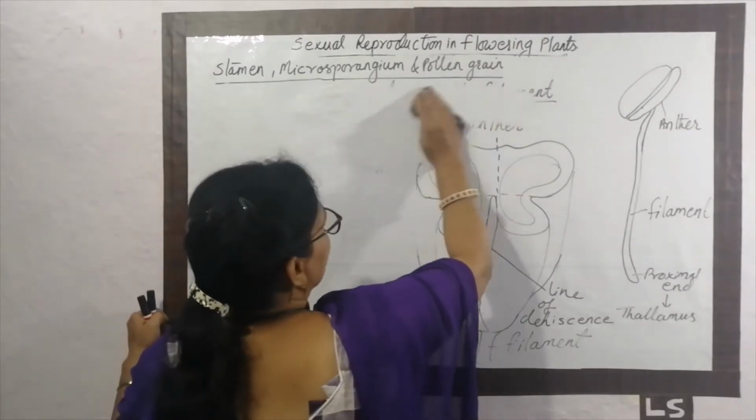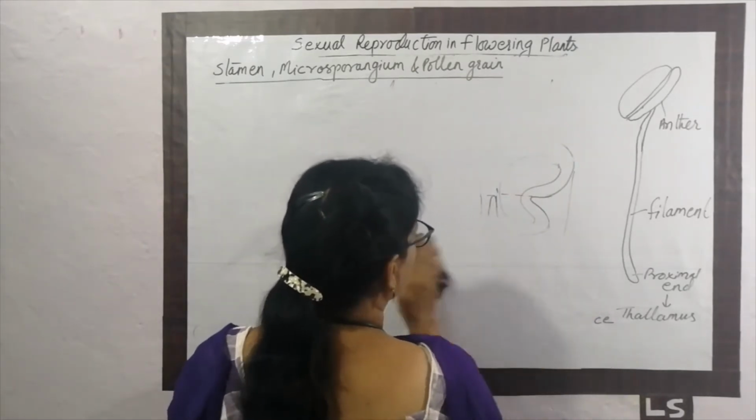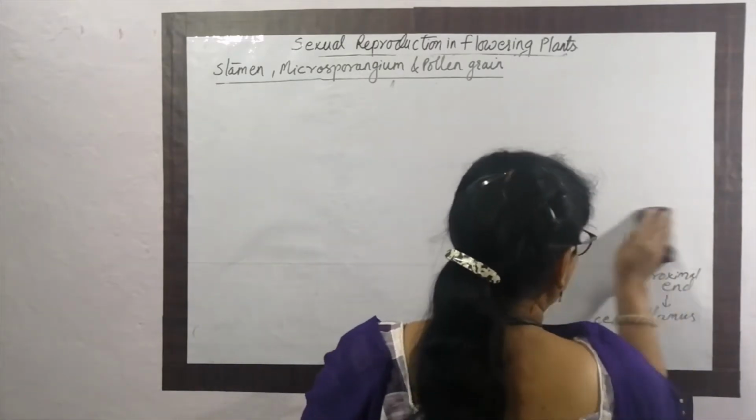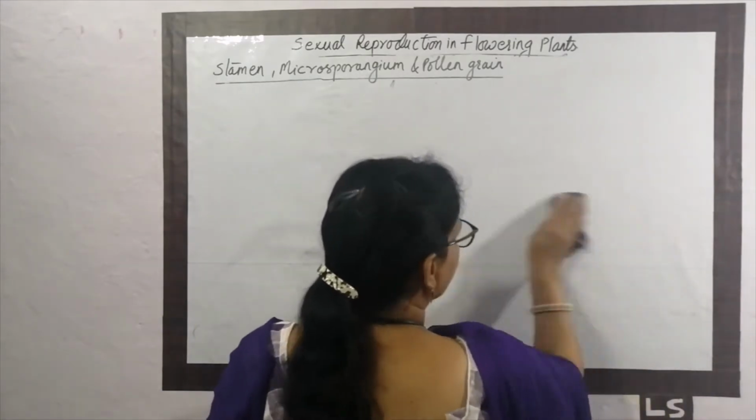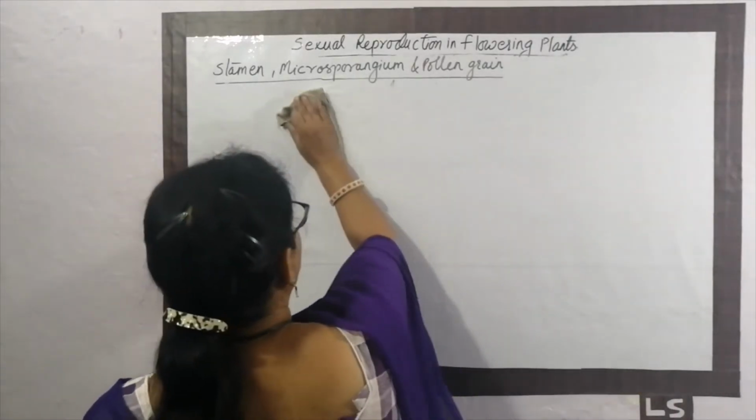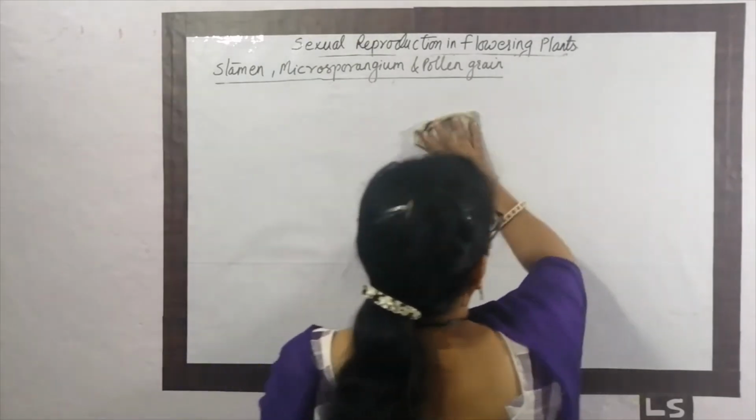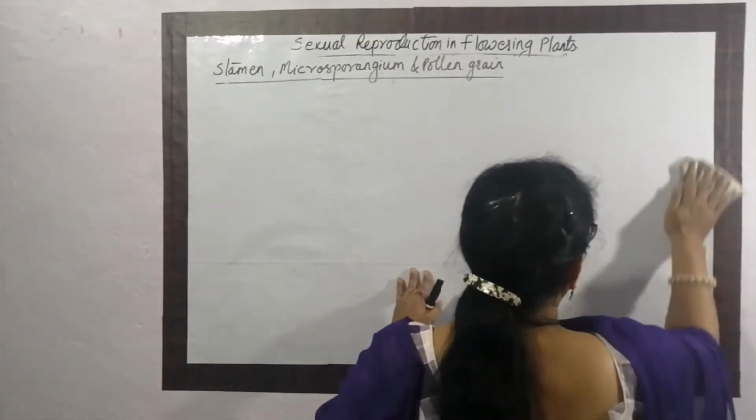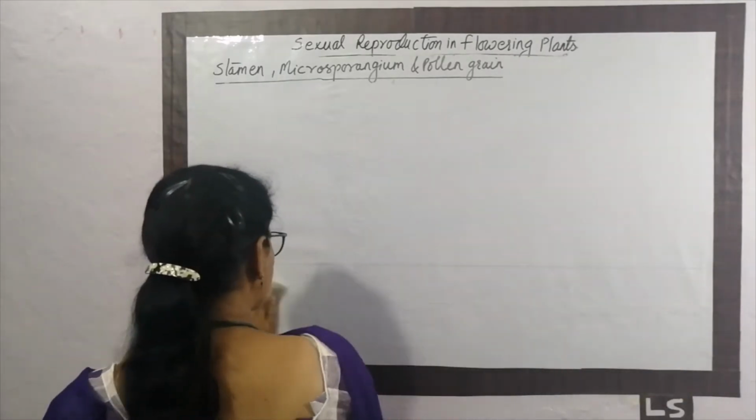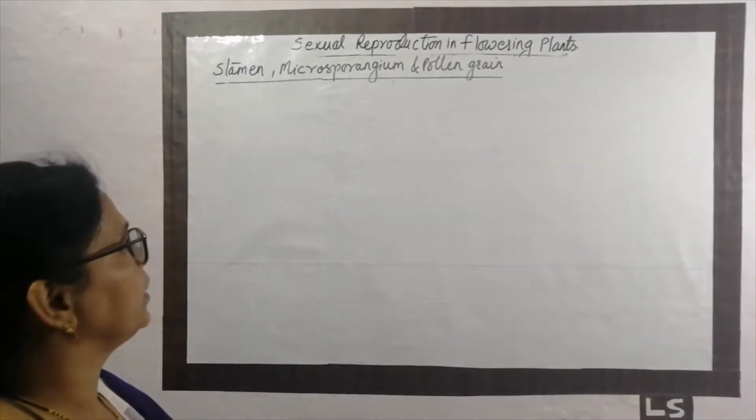Microsporangium is actually the internal arrangement which is present in the anther. If we cut the TS of the anther, we see all the arrangements which is present in the anther, and that arrangement is termed as the microsporangium. So next, we move towards the structure of the microsporangium. We have to study about the transverse section of microsporangium.